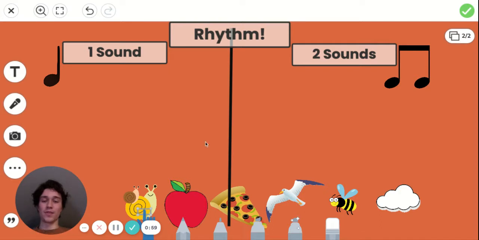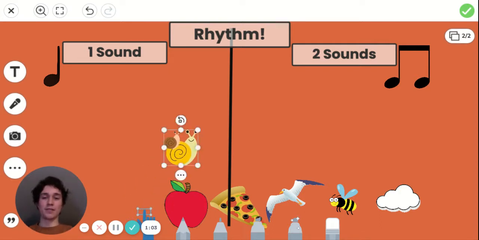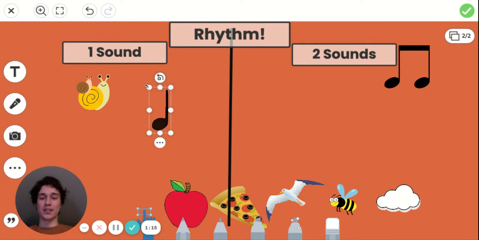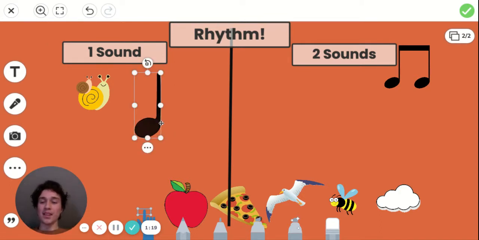So, we can sort some of these. Snail. Snail is something that would have one sound. Ready? Clap it out. Snail. One sound. And one sound rhythms look like this. This is called a quarter note. And when we're speaking these as a musician, we say ta. That's the sound that a quarter note makes. So if we say snail, if we're reading music, we say ta. Okay?